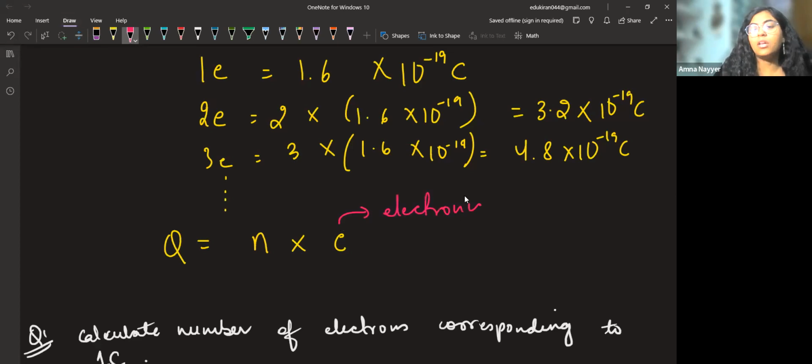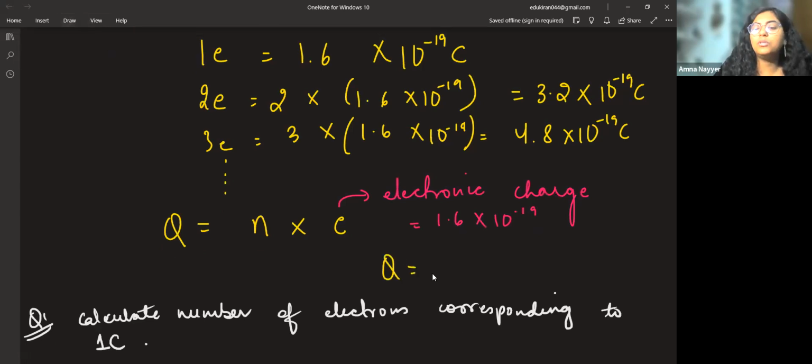E is the electronic charge, that is the charge held by a single proton or electron, which is 1.6 into 10 to the power minus 19, represented through this symbol E. So what is the formula? Q is equal to NE.